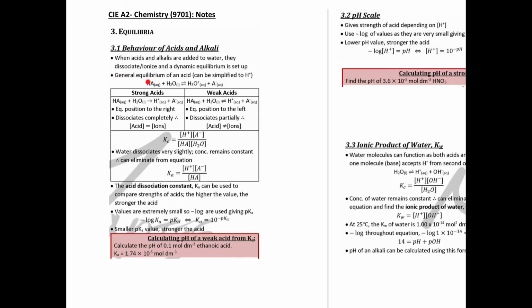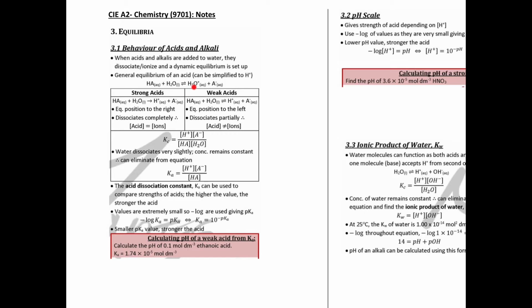Number two here, general equilibrium of an acid. So you can see this is the acid HA. HA is the acid, where they assume that acids always have hydrogen ions in the acid molecule, and the A is the anion. So this HA acid molecule reacts with water, and then what happens is the acid donates the hydrogen ion or the proton to the water, and the water forms H3O+. That is called hydroxonium ion.